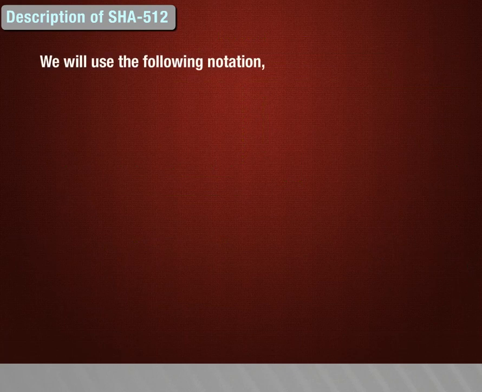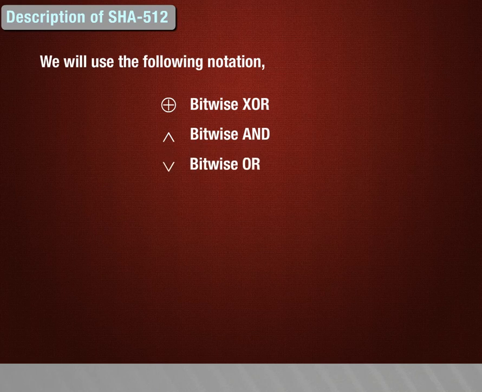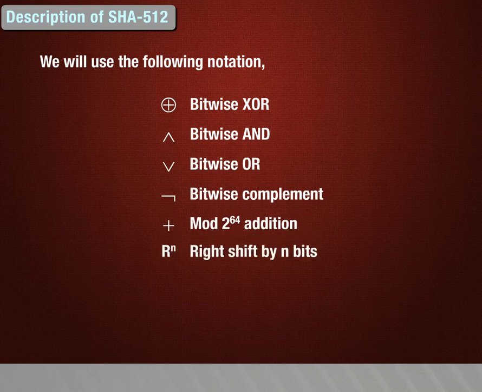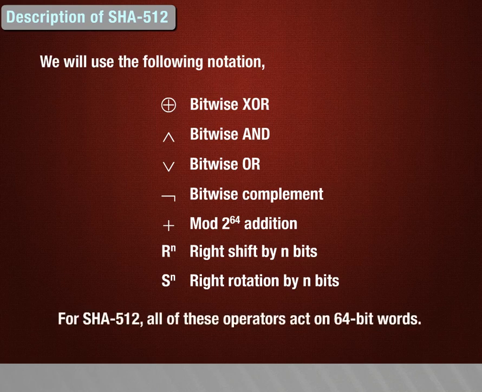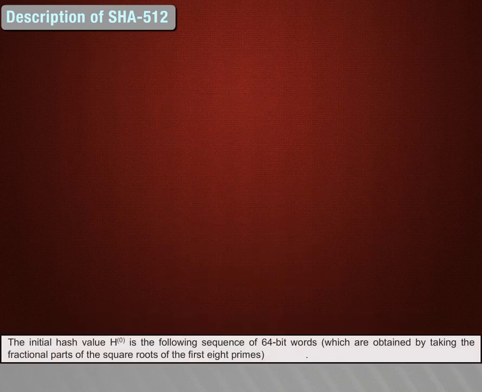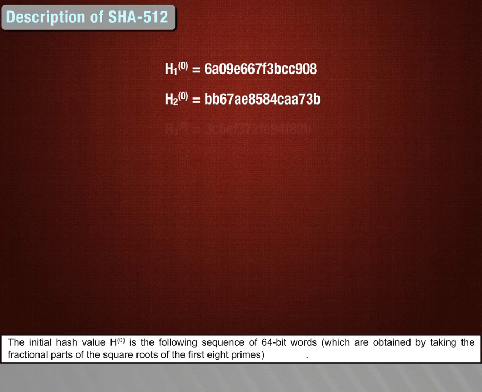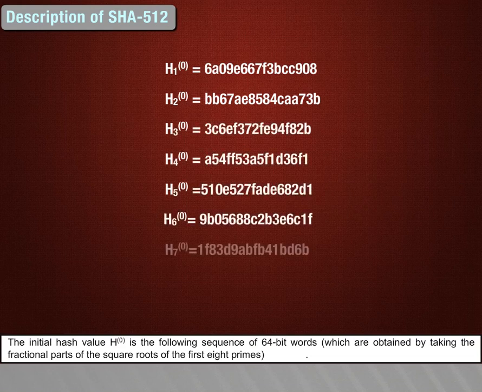We will use the following notation: bitwise XOR, bitwise AND, bitwise OR, bitwise complement, plus for mod 2^64 addition, R(n) for right shift by n bits, S(n) for right rotation by n bits. For SHA-512, all of these operators act on 64-bit words. The initial hash value h(0) is the following sequence of 64-bit words, which are obtained by taking the fractional parts of the square roots of the first 8 primes.